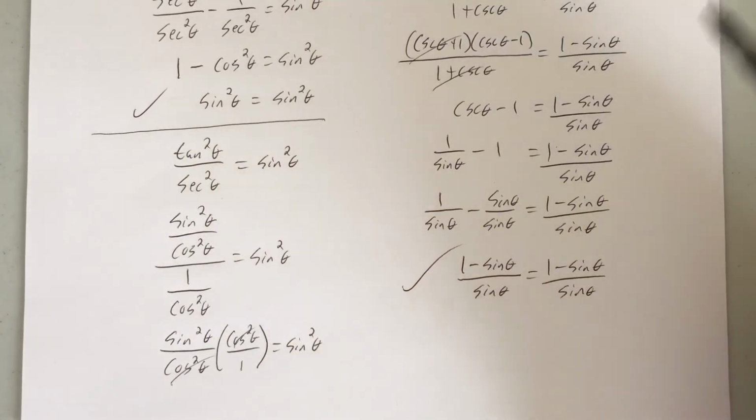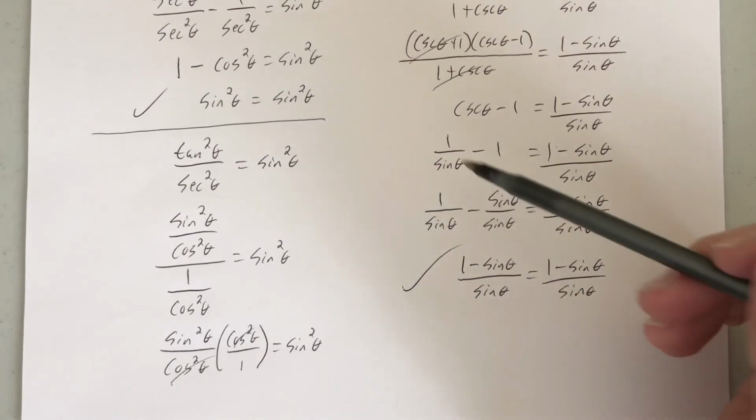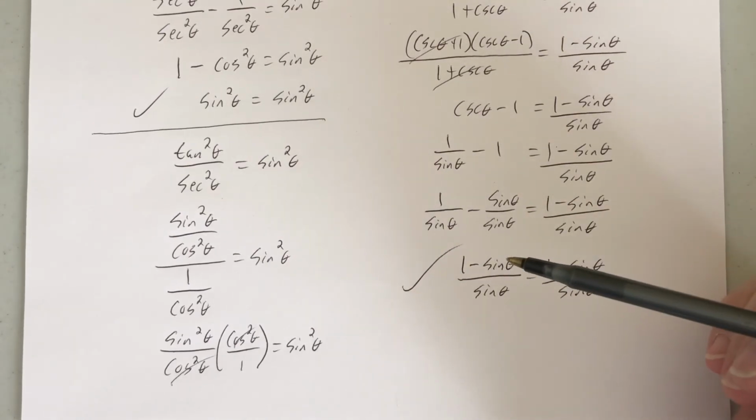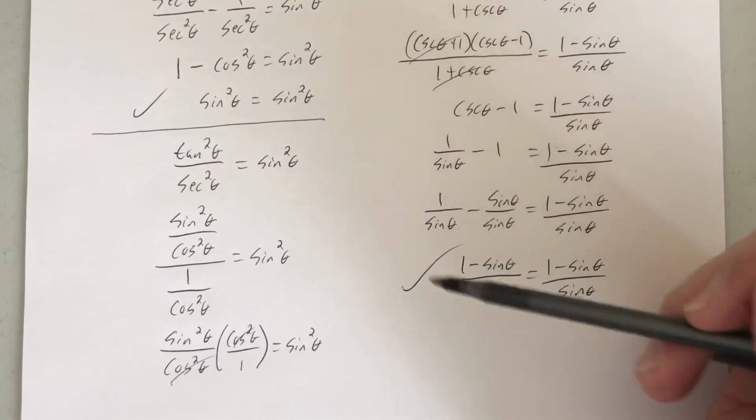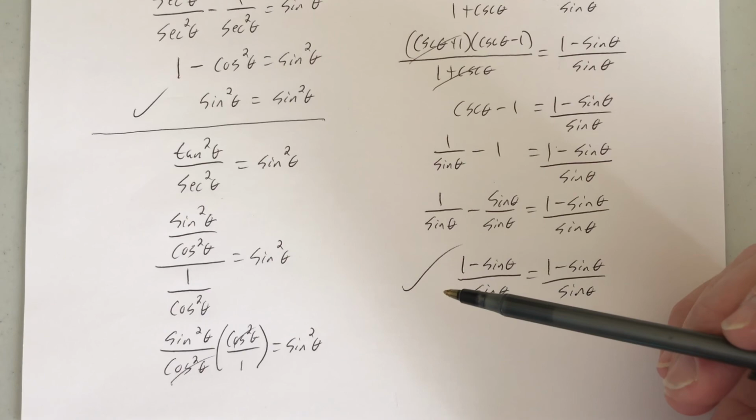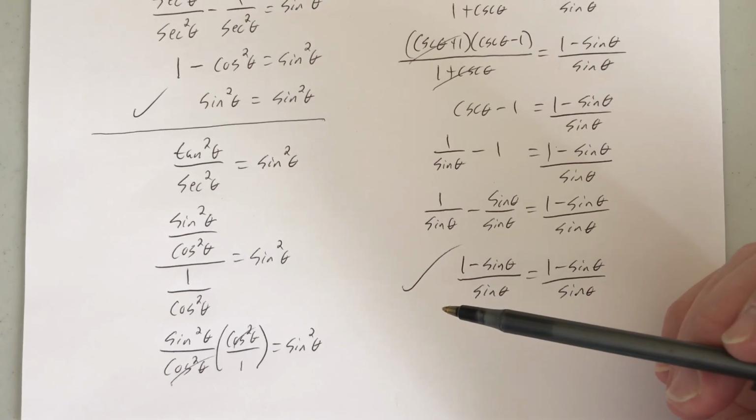So hopefully this is the last video I'm doing, 28 problems we worked on. Hopefully that's enough that will give you a good example of how to simplify and verify trig identities, and you'll be well on your way to doing it yourself.